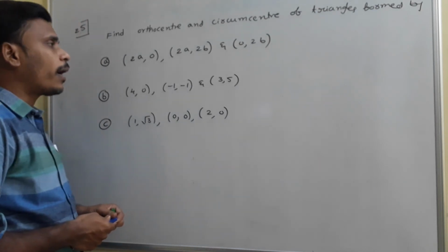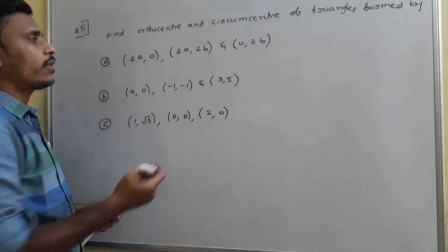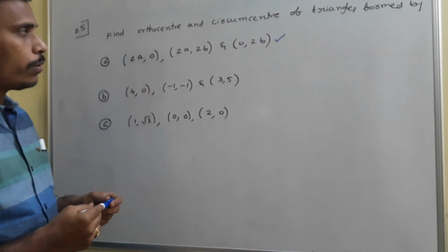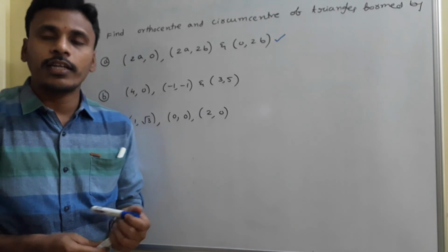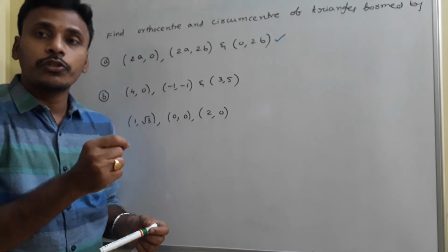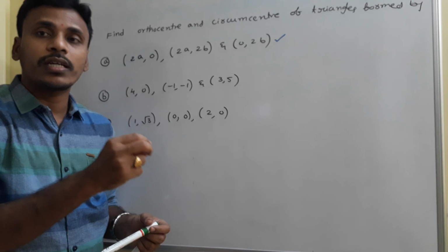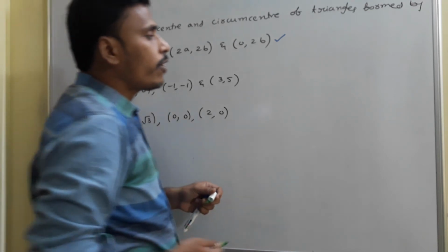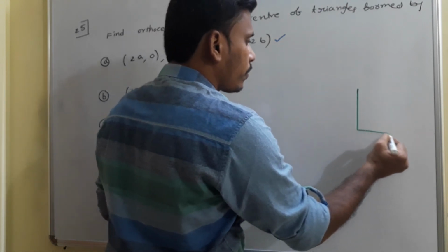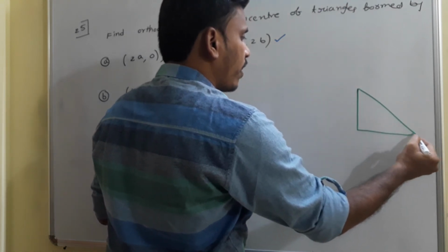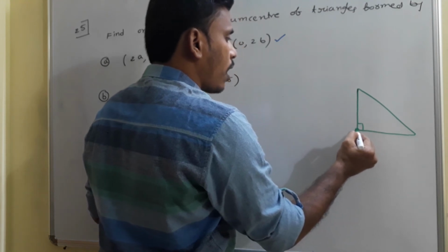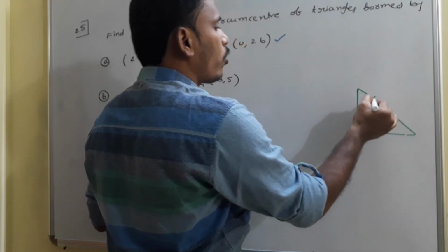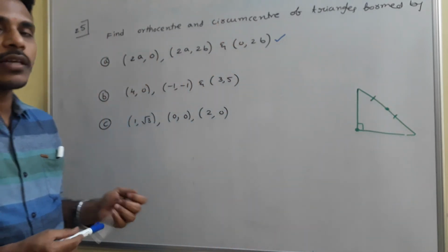First of all, just observe the vertices. What are the given vertices? 2a comma 0, 2a comma 2b, 0 comma 2b. Actually, in the last class, in the 24th point, I mentioned the orthocenter and circumcenter of a right angle triangle. As we discussed, if we have a right angle triangle, for sure the right angle vertex is the orthocenter and the midpoint of the hypotenuse is the circumcenter.